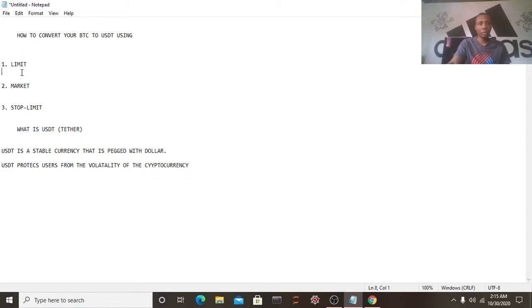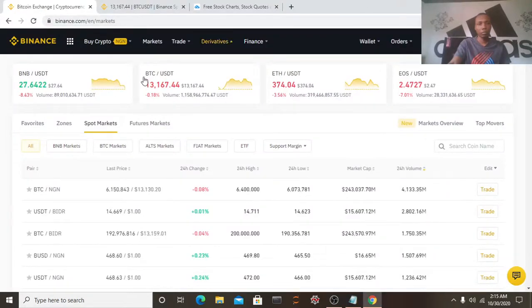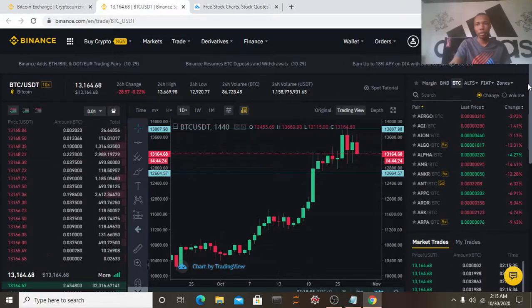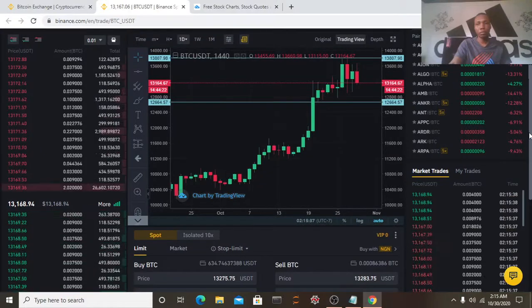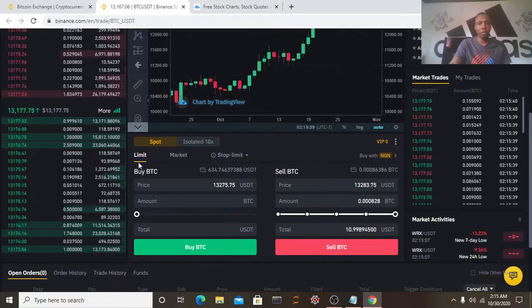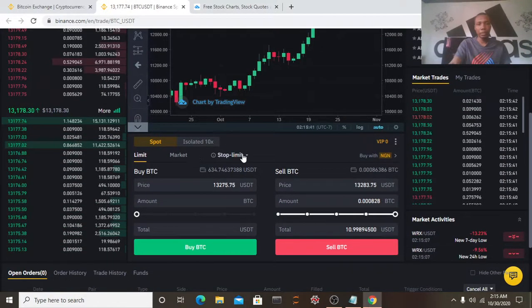I'll be using the limits and market as examples, but I'll talk more on this stop limits over here. Now, right now I'm on Binance, and you can see it here, BTC/USDT. So this is where you can convert it, but I already opened it down. Now you can see limits, markets, and stop limits. So this is what I'll be doing.